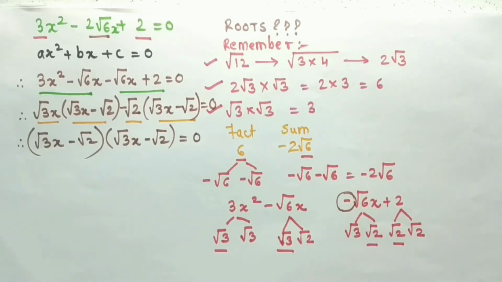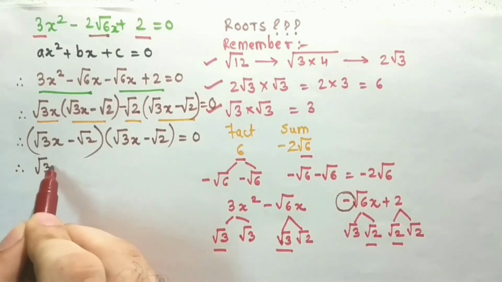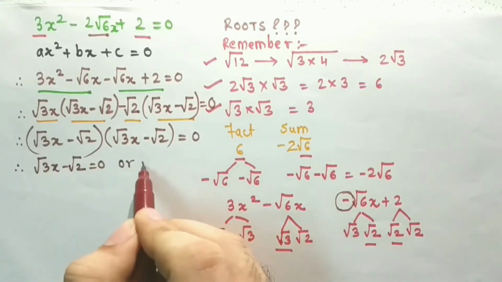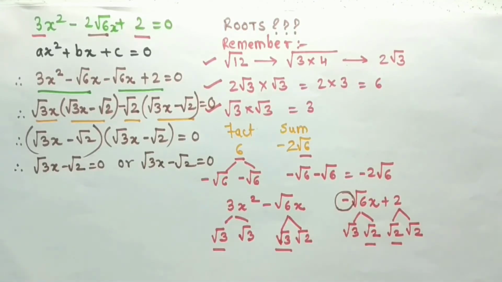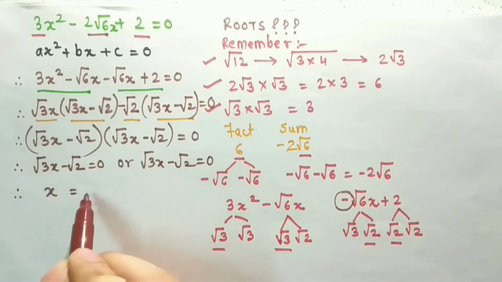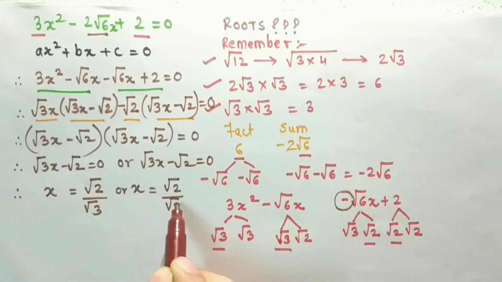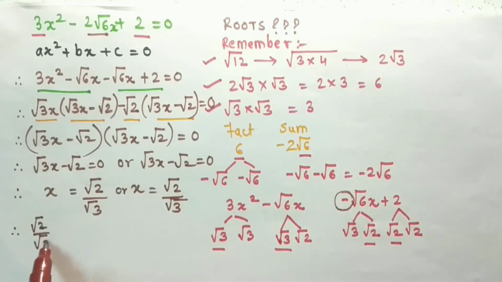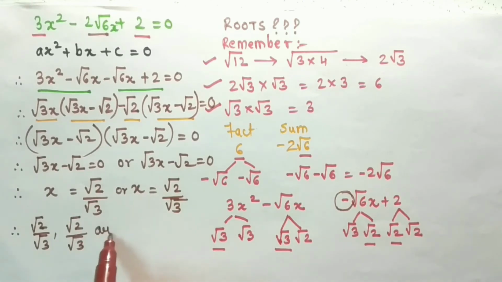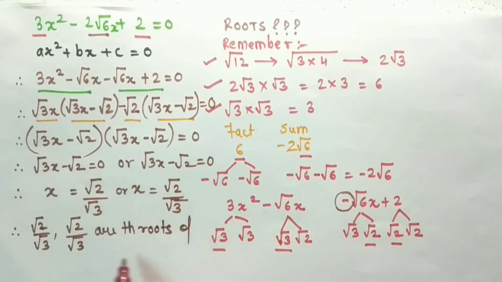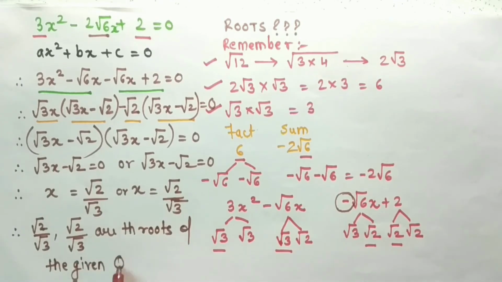is equal to 0. Therefore, under root 3x minus under root 2 is equal to 0, or under root 3x minus under root 2 is equal to 0. This gives me x is equal to under root 2 upon under root 3, or x is equal to under root 2 upon under root 3. Did you notice that the roots here are equal? We will talk more about equal roots in the following videos. Therefore, under root 2 upon under root 3, comma, under root 2 upon under root 3 are the roots of the given quadratic equation.